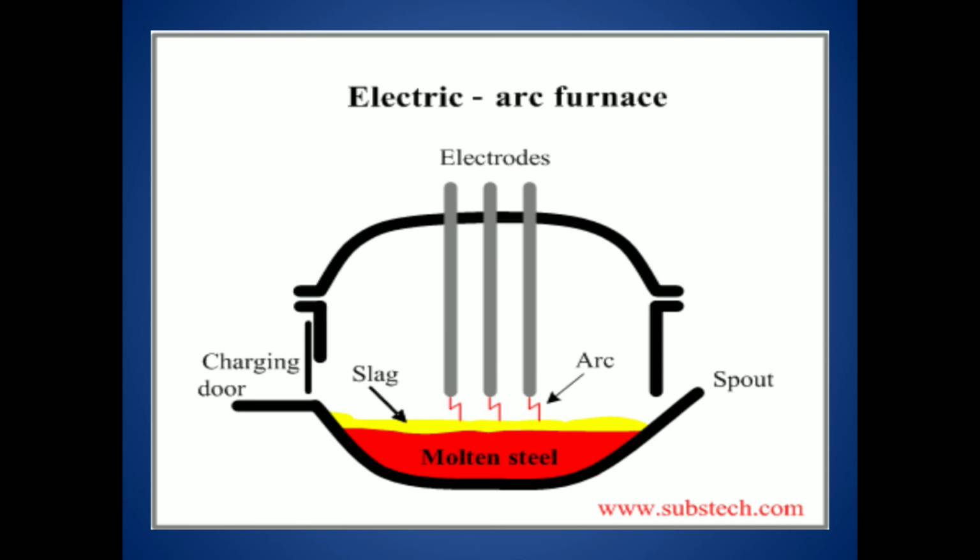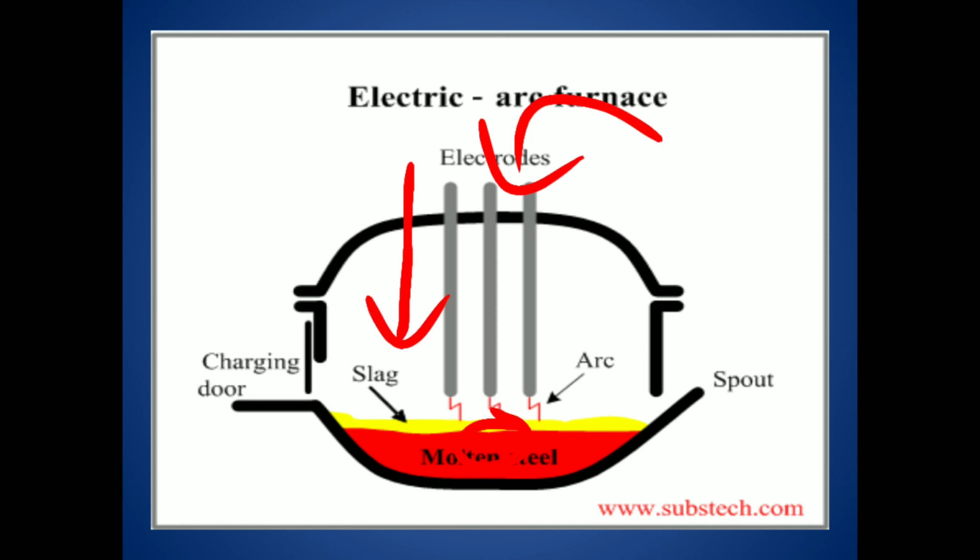See, the only concept is when current is supplied to the graphite electrodes, they will move to a lowered position. So when the distance between the charge and the electrode is sufficient, the arc will get formed. Then this arc will create more heat to melt the charge. So then molten steel will get separated from the impurities, which is called slag.